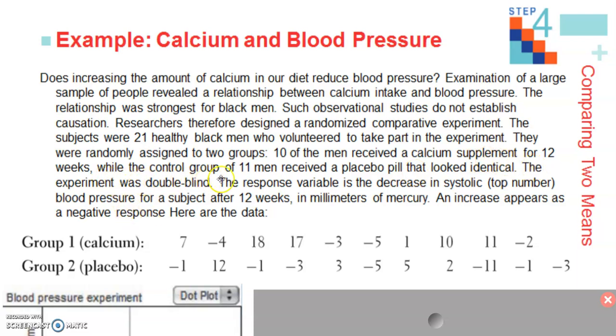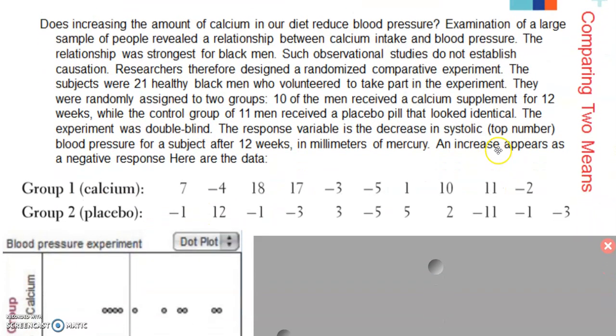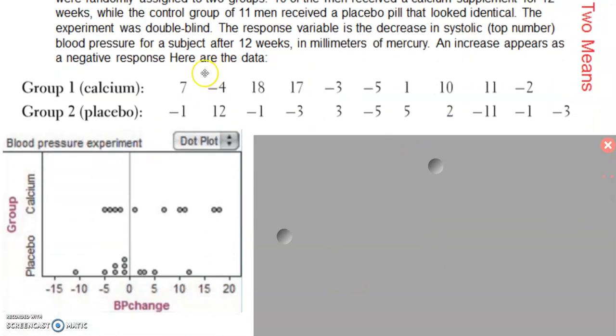The experiment was double-blind. The response variable is the decrease in systolic, that's the top number, blood pressure for a subject after 12 weeks in millimeters of mercury. An increase appears as a negative response. So an increase in blood pressure is going to be a negative response. Basically, positive numbers mean we reduce their blood pressure, so more positive numbers are better. Here are the two groups. You can see the 10 people in group 1 and the 11 people in group 2. And then here's a graph of those two dot plots compared to each other.